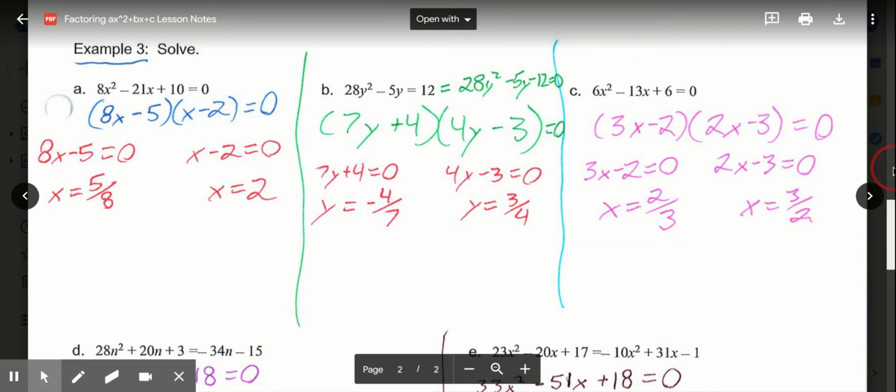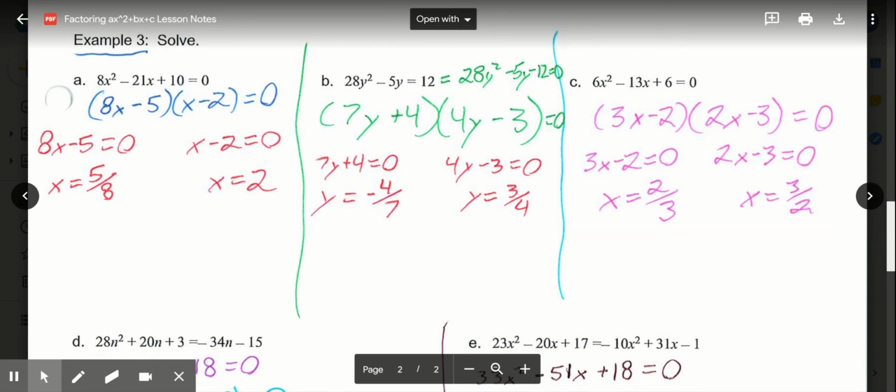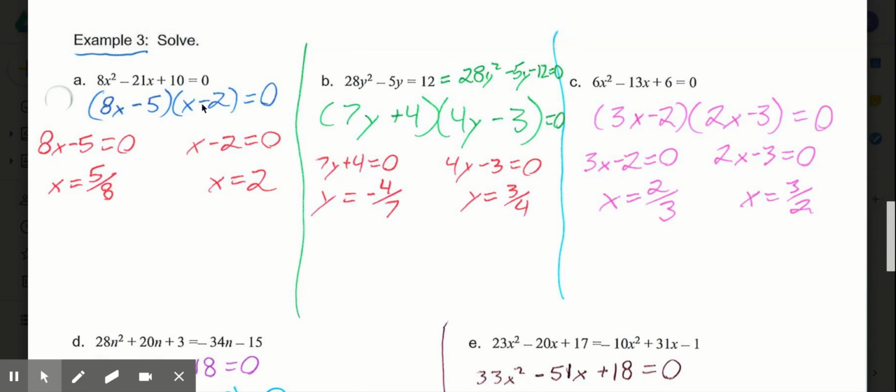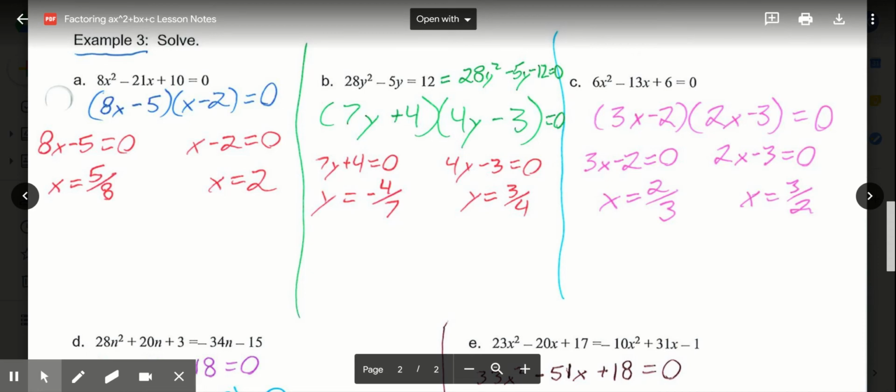Now to solve these, it's the same rules as our last lesson. We want to write this in standard form, so make sure it equals 0. Then we factor the left-hand side, set each part equal to 0, and solve for x. So in this case, 8x squared minus 21x plus 10, already standard form, equals 0. So I'm going to factor the left. The left factors to 8x minus 5 and x minus 2.